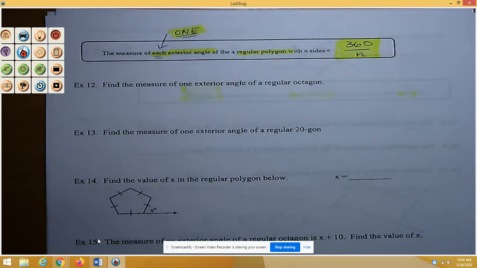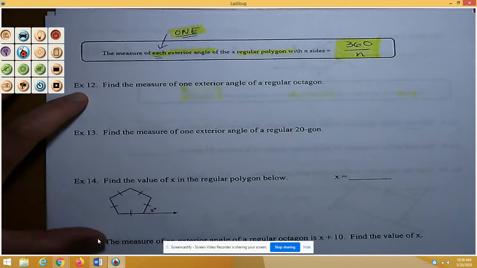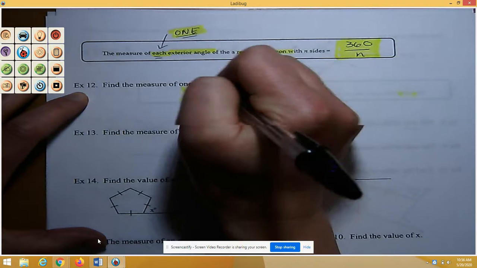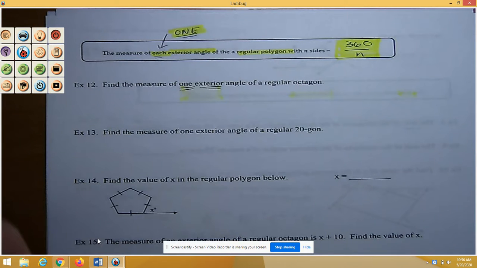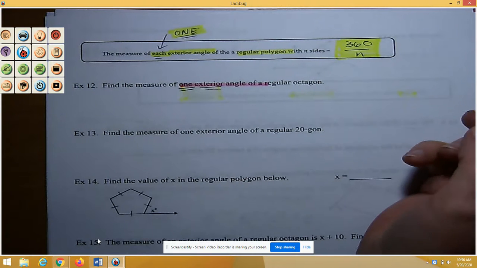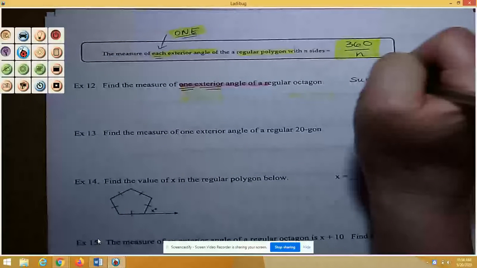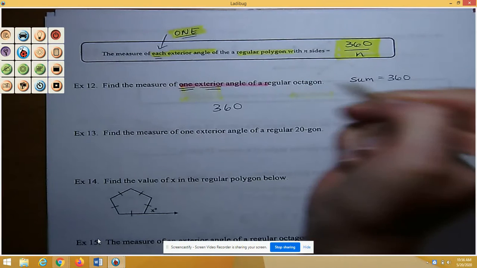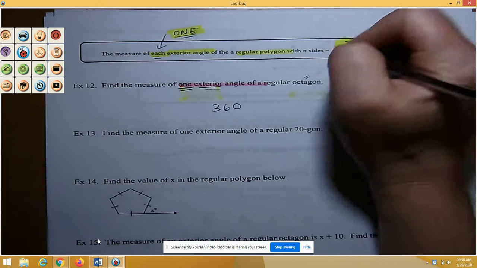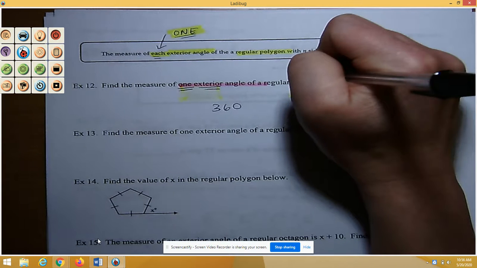So let's take a look at example 12. Find the measure of one exterior angle of a regular octagon. So we are doing exterior angles, and I want one exterior angle. Doesn't even matter how many sides it is. So since the sum equals 360, anytime you want one, oh, it does matter, because that's going to tell me n. So here, n equals 8. That did matter.